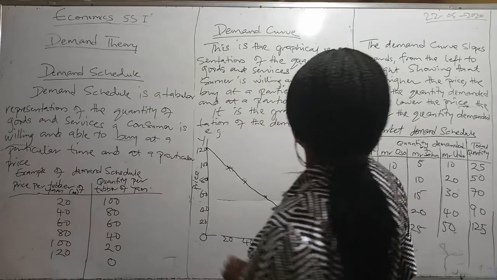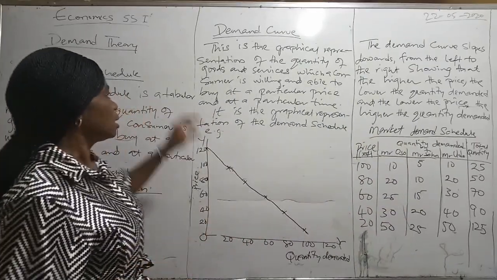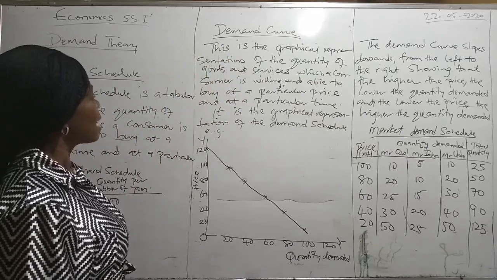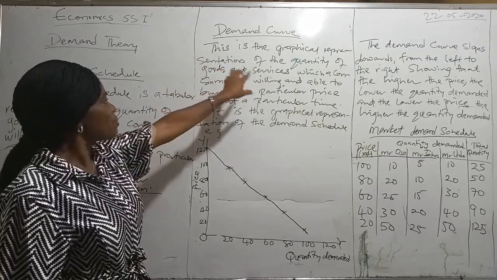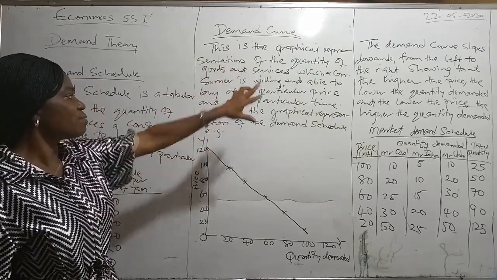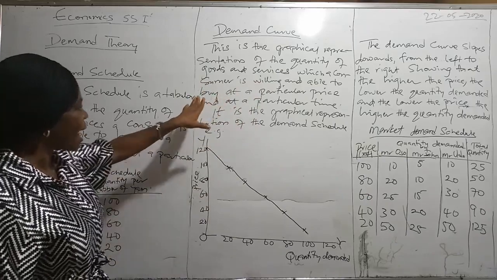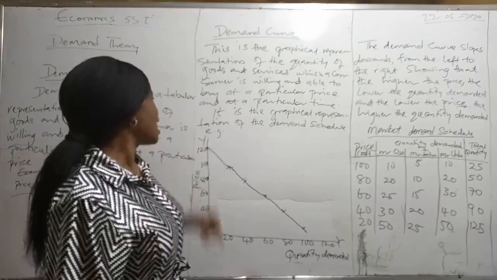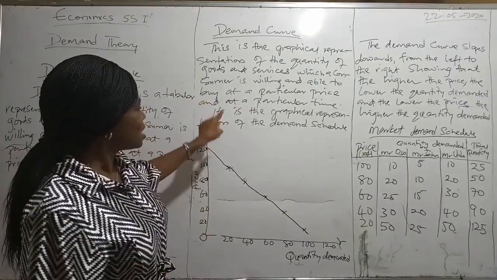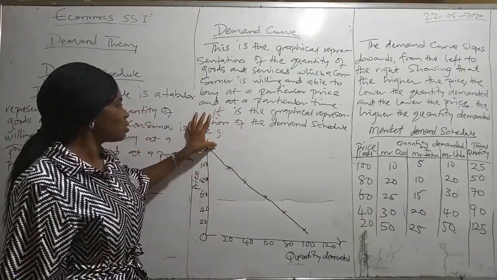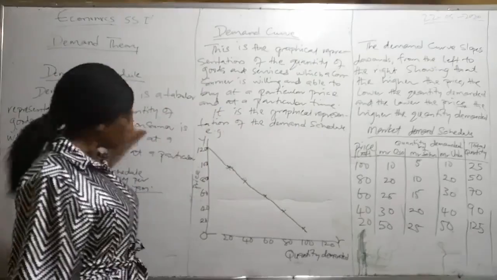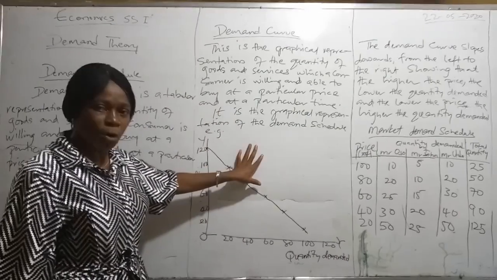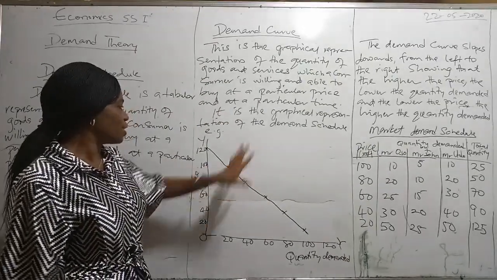So let's look at the demand curve. The demand curve is a graphical representation of this demand schedule. You say it's a graphical representation of the quantity of goods and services which a consumer is willing and able to buy at a particular price and at a particular time. Simply put, it is the graphical representation of the demand schedule. You want to put this table in a graph form. You want to represent it graphically.